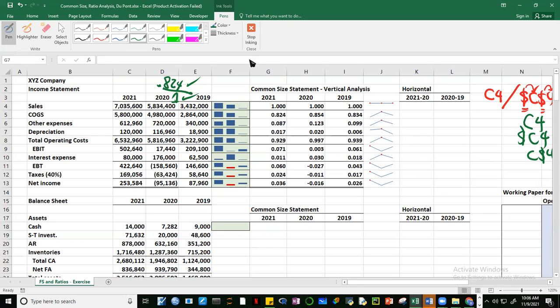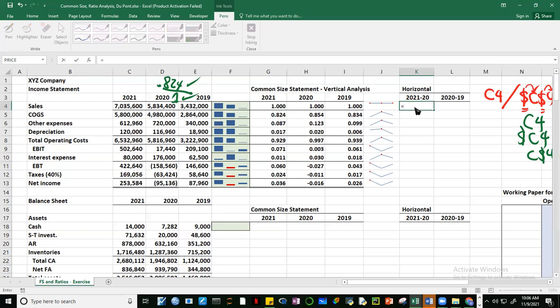So let's now go to horizontal analysis. We have done the common size statement, vertical analysis. For the horizontal analysis, what we do here is we get the growth rate. So, for example, by how much did sales grow from 2020 to 2021? By how much did sales grow from 2019 to 2020? So that's what we do by horizontal. It's called horizontal analysis because we go row wise. This is vertical because we go vertically. We compare each of the accounts by the corresponding sales of that specific year. So that's vertical, and this is horizontal.